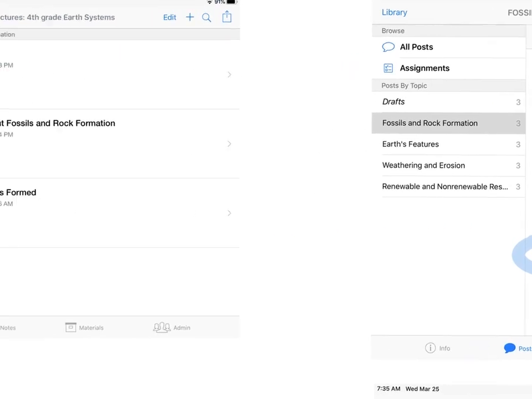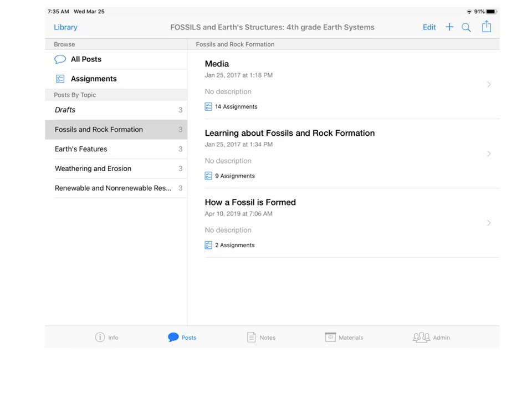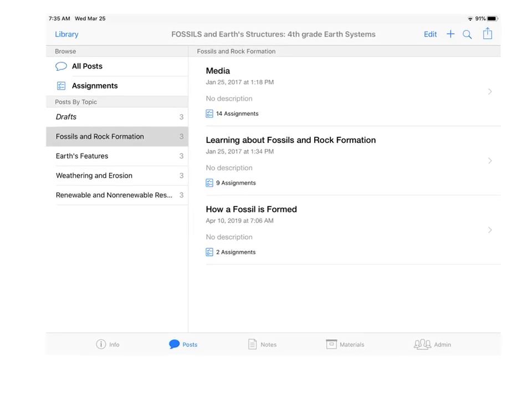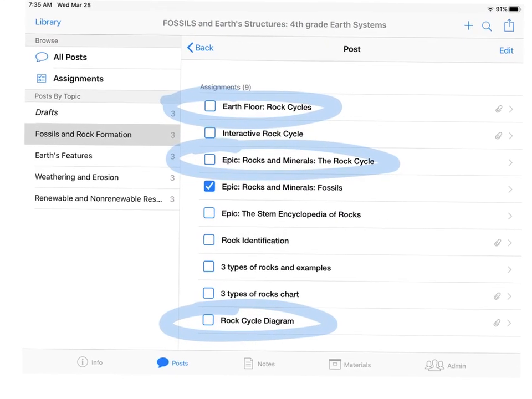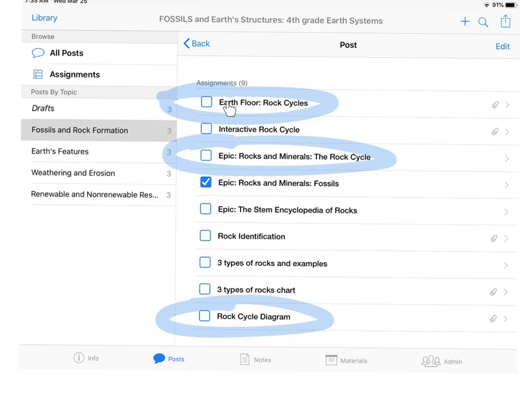Then, you'll go back and check out learning about rock fossils and rock formations. That's this screen here. You're going to put a blue check mark here. Earth floor, rock cycles. Read on epic rocks and minerals, the rock cycle, and then the rock cycle diagram. Okay? Make sure when you're done, you put a blue check mark on all of those.